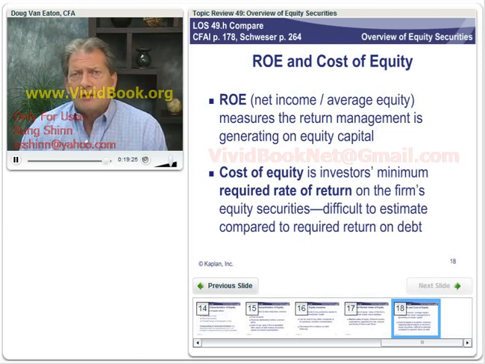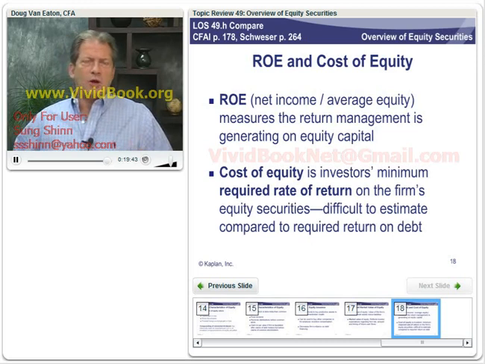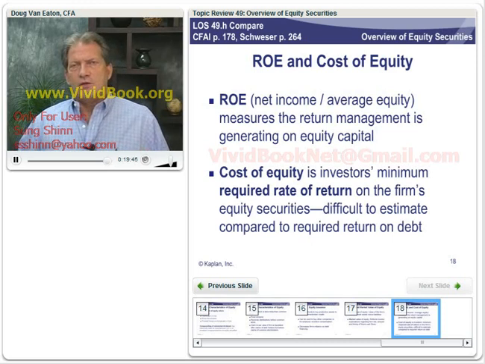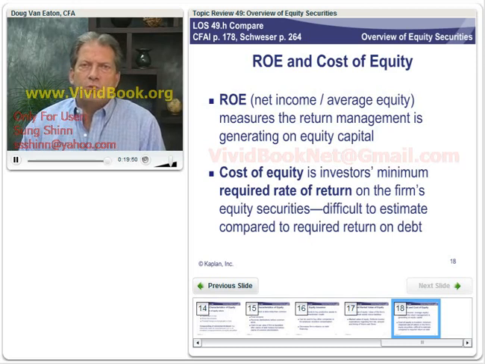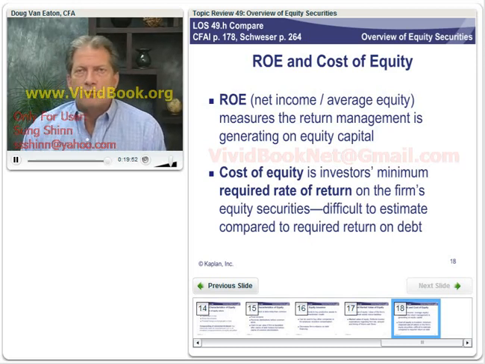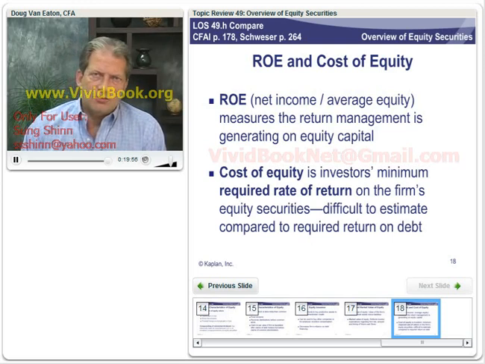Now we'll compare that to the cost of equity. When we talk about the cost of equity, we're talking about the required rate of return. And this is some combination of the dividend and growth, expected capital gains. Now, it's difficult to estimate compared to the required return on debt, because with debt, we just go into the marketplace, we see the yield to maturity on the firm's debt in the current market. That's the required rate of return, or at least the pre-tax required rate of return on funds that are raised by issuing debt.